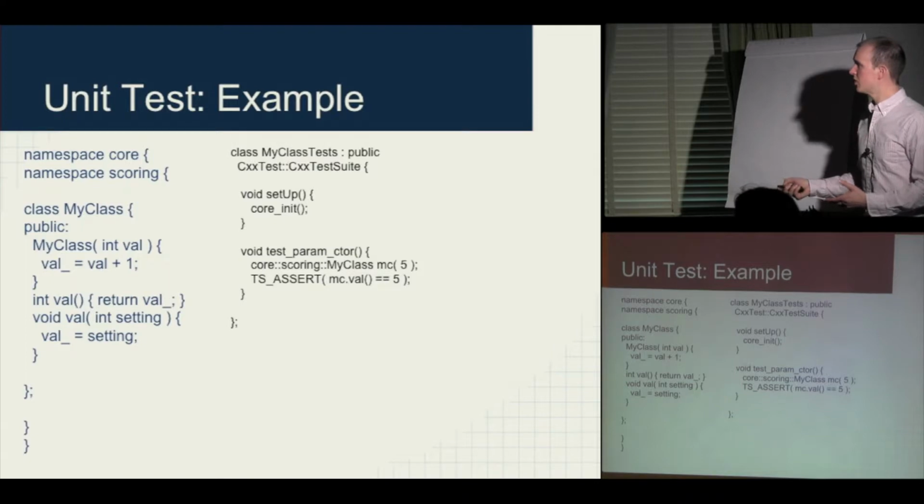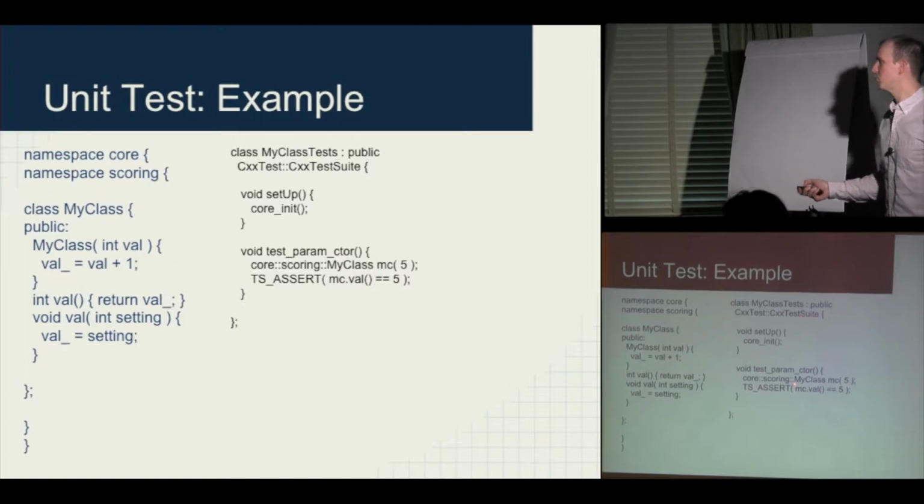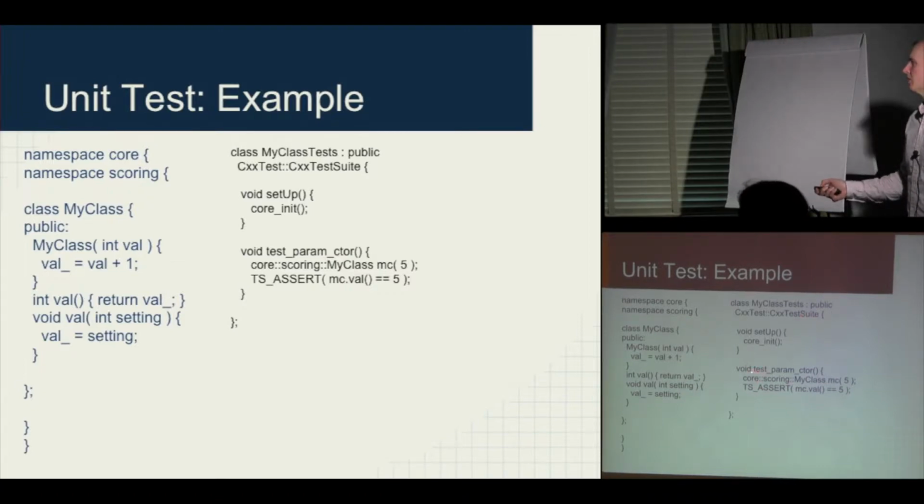Right. So here's an example. If I've declared my class in namespace core scoring, then I'm going to initialize it according to some val, and I can get the val with this accessor, and I can set the val with this setter. And so my unit test would be something like, I just want to make sure if I give it the parameter, this is my class.